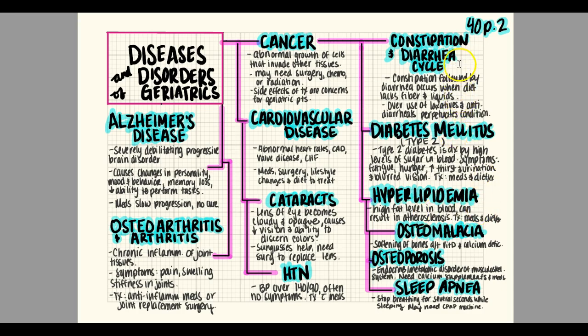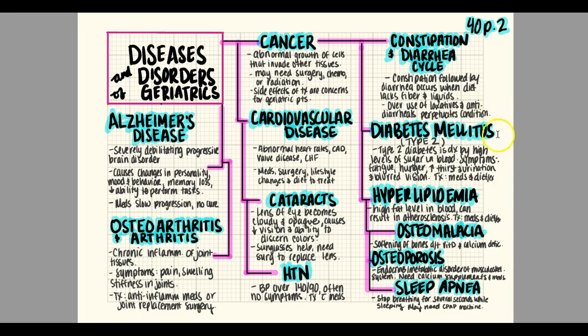Constipation and diarrhea cycle is a common occurrence for our aging population as well. It is constipation followed by diarrhea that occurs when the diet lacks fiber and liquids. And so what happens here is that patients will use laxatives and anti-diarrhea medications to treat either the constipation or the diarrhea, and so they will overuse those two types of medications, and that just ends up perpetuating the condition, and so it becomes this constant cycle of constipation, diarrhea, constipation, diarrhea.